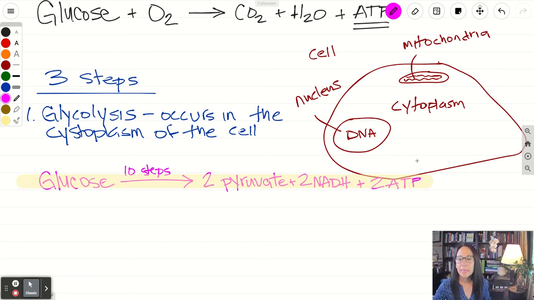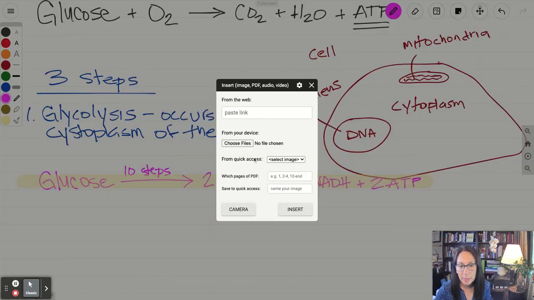And let me show you a picture of glycolysis so you can get an idea of what I'm talking about. Hang on, I gotta find my pictures. Sorry. There it is.